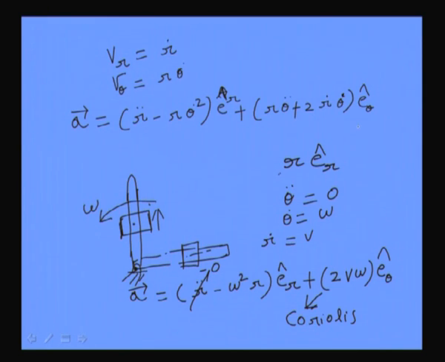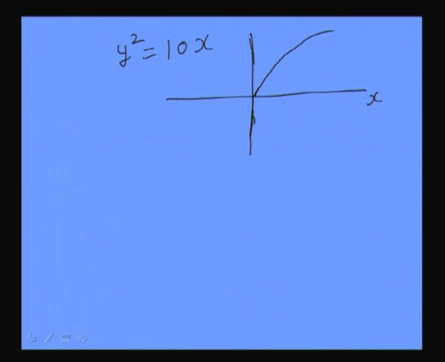Okay. Let us discuss one more problem. It is given that y square is equal to 10x is a certain path. This is the equation of the parabola. X can be only positive, it cannot be negative, because y square cannot be negative for real numbers. So, this is shown here like this.